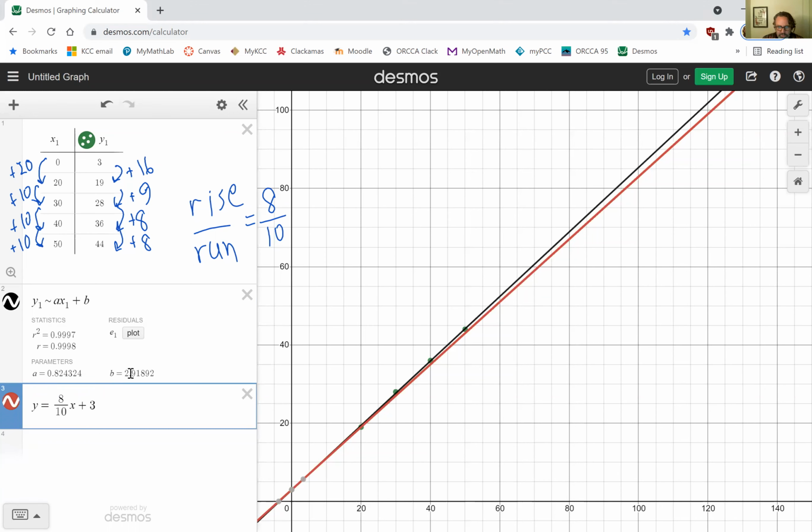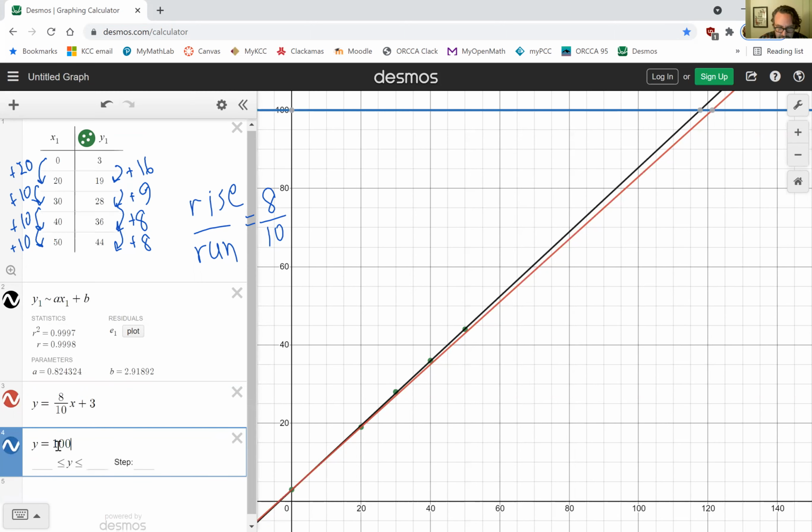And what you might be interested in is how long will it take for this to charge up to 100%? We could graph the horizontal line y equals 100 and get a couple of predictions here. According to the regression equation, it will take about 118 minutes. That's very close to 2 hours. And according to our estimate, based on a slope of 8/10, it'll take about 121 minutes. Again, a little bit more than 2 hours.